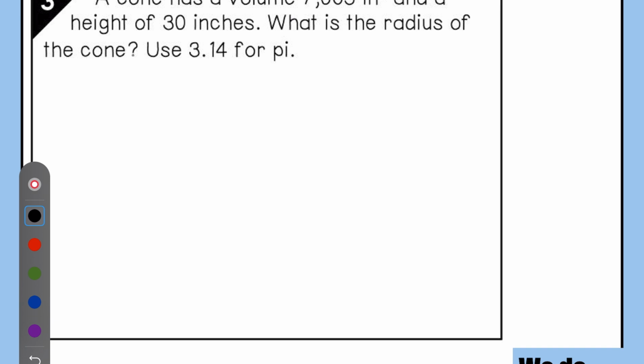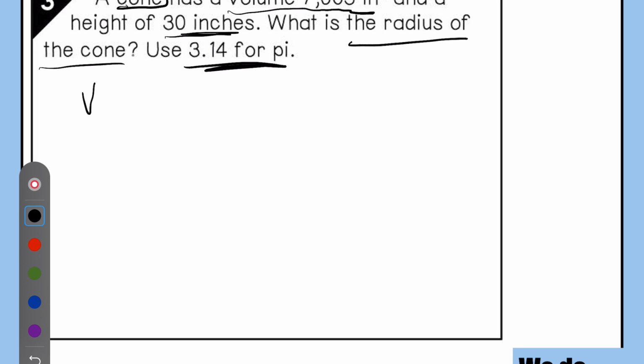A cone has a volume of 7,065 cubic inches and a height of 30 inches. What is the radius? And this one specifies using 3.14 for pi. So when we get to that step, we're actually going to use 3.14 and not the pi button. Since we have the volume already, we write the volume of a cone, which is 1/3 times pi r squared times 30.